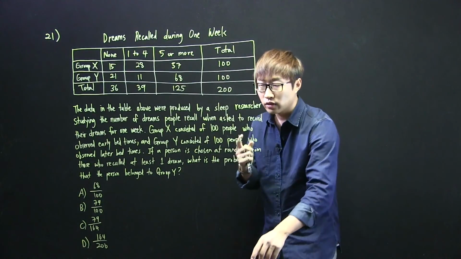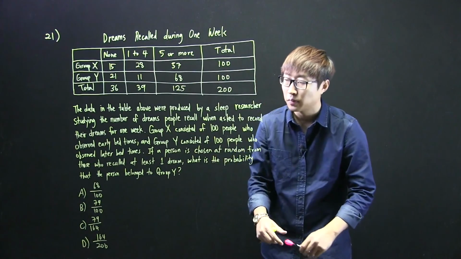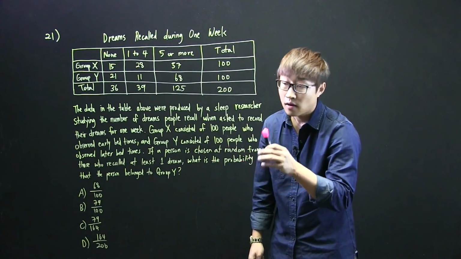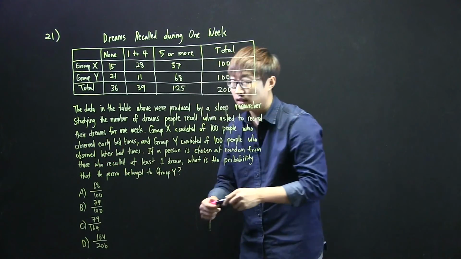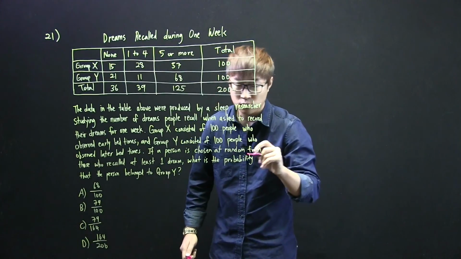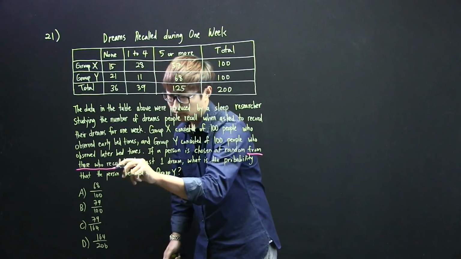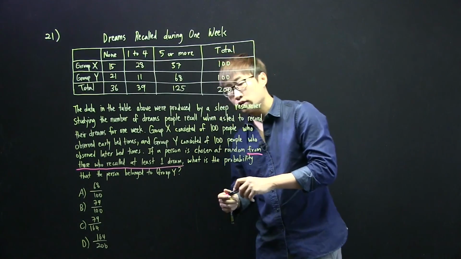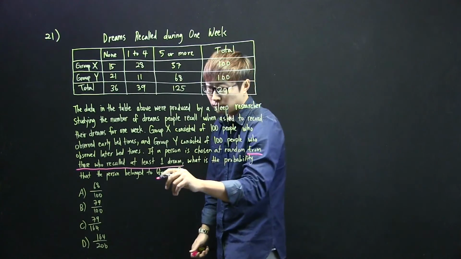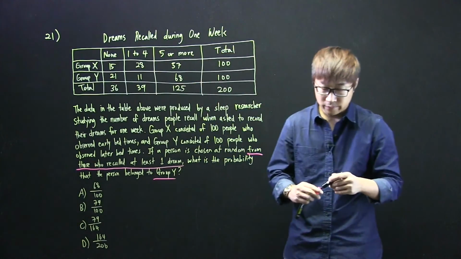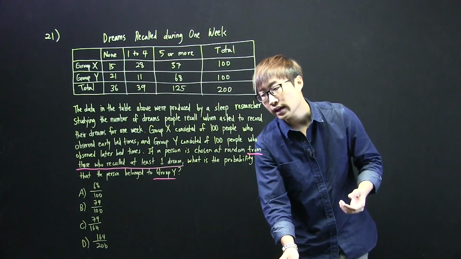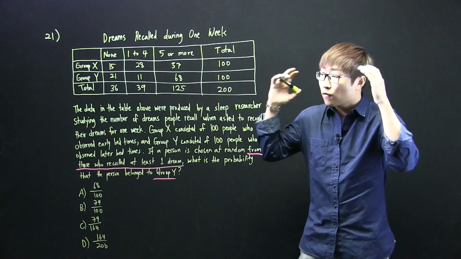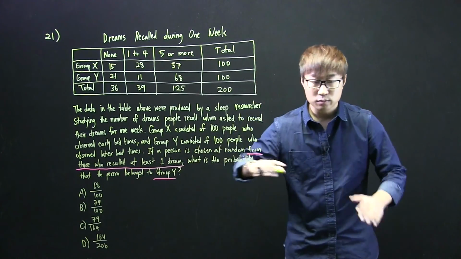All right, let's read the question carefully once again, just the last part. If a person is chosen at random from those who recalled at least one dream, this is going to be an important part over here. From those who recalled at least one dream, what is the probability that the person belonged to Group Y, right? So what are we asked? We are asked to find the probability, if you just randomly pick a person, from those who recalled at least one dream. So let's stop there.